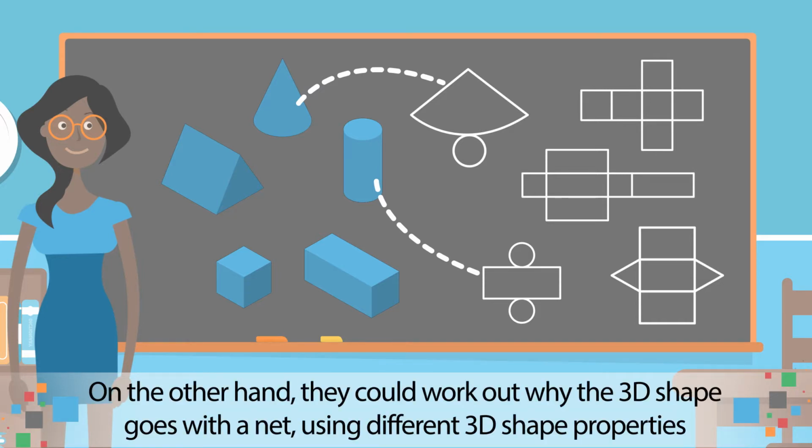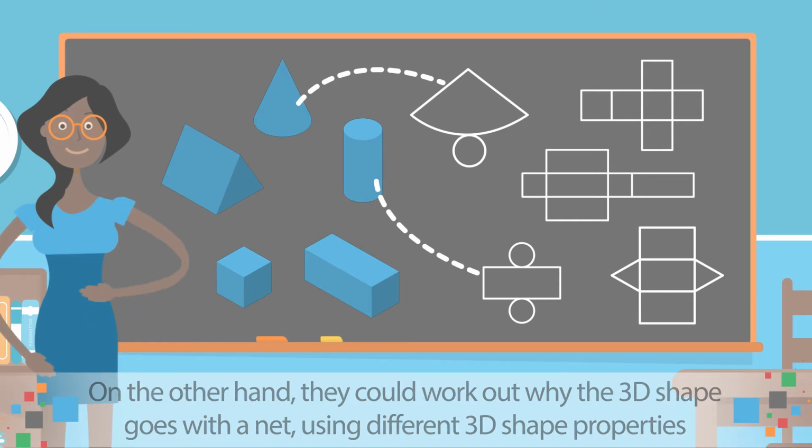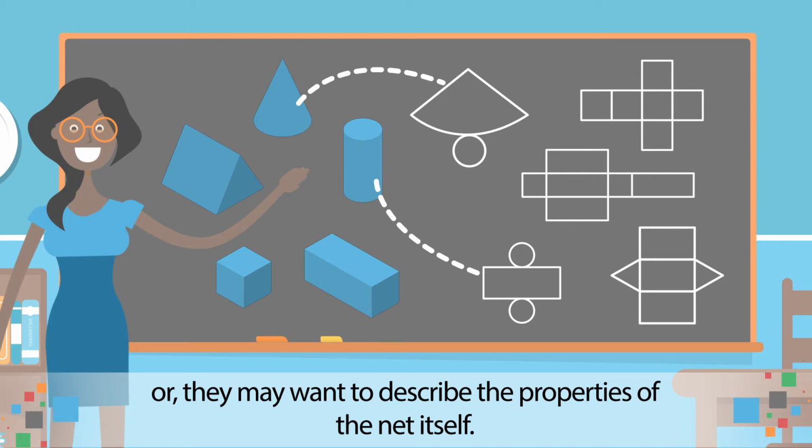On the other hand, they could work out why the 3D shape goes with a net, using different 3D shape properties, or they may want to describe the properties of the net itself.